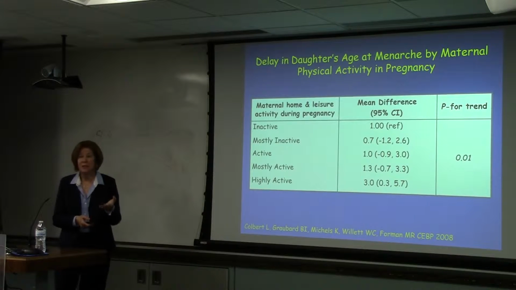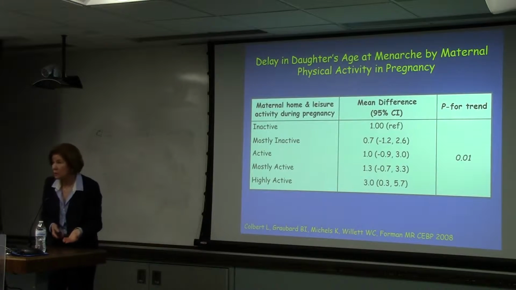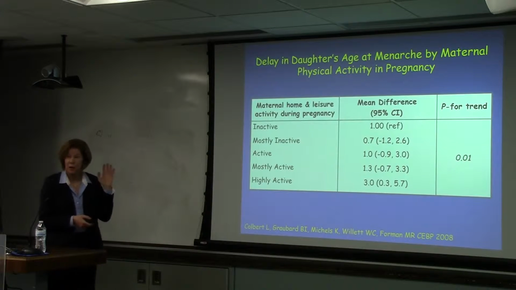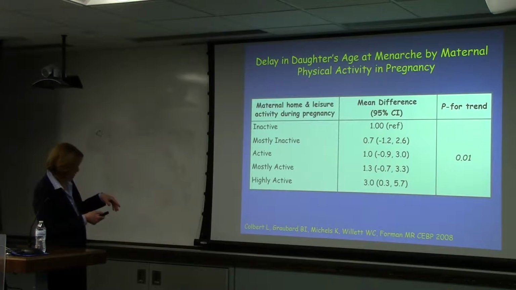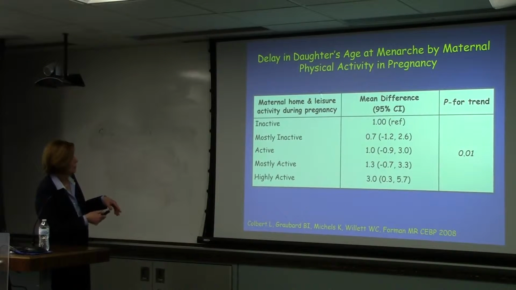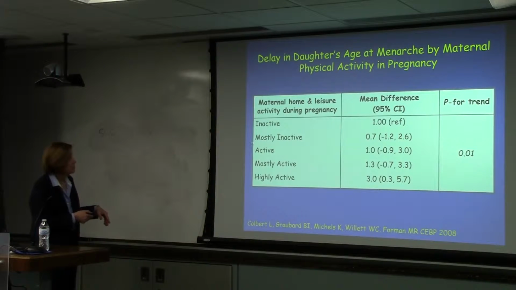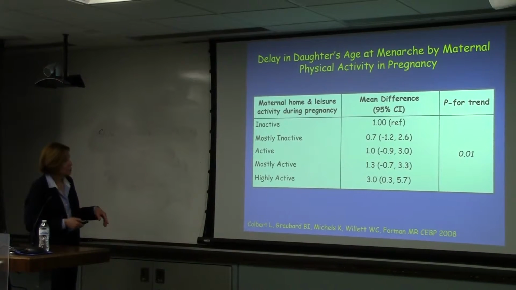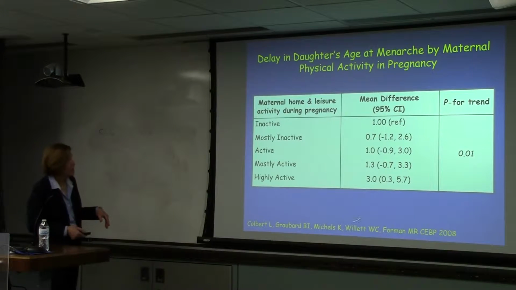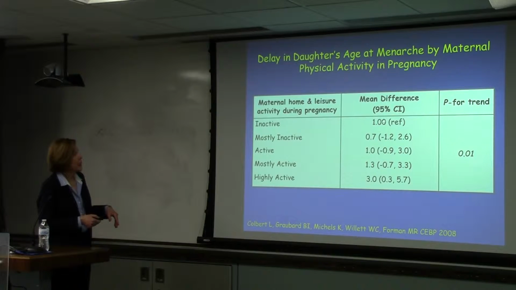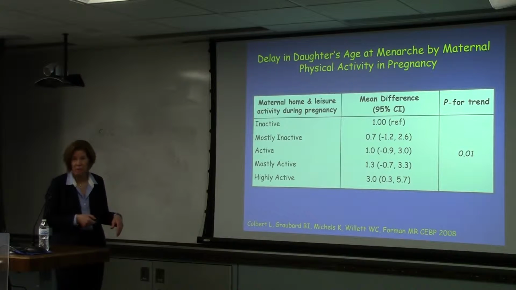She had one for work, one for home, and one for leisure. Now in the 40s, 50s, and 60s, most of the mothers were housewives. They stayed at home, so we didn't have much data on physical activity in work, but we had a lot of data about home and leisure type physical activity. We stratified it into the 5 categories that Ainsworth has, based on responses to the questionnaire by the mother. And then here we calculated the average age of menarche of the nurse daughters of women who were inactive, and compared it to the average age of menarche of those who are mostly inactive, active, mostly active, and highly active, and subtracted it.